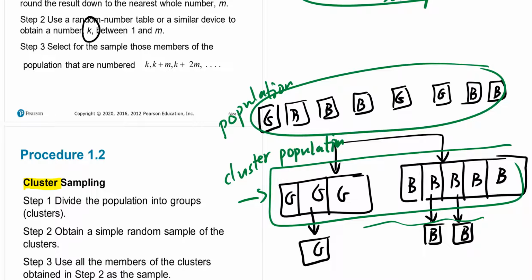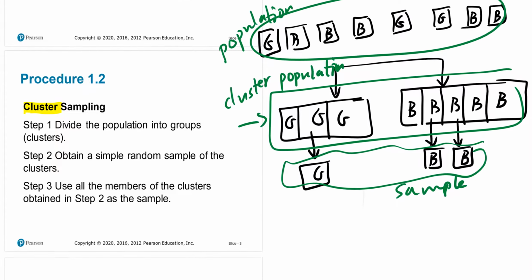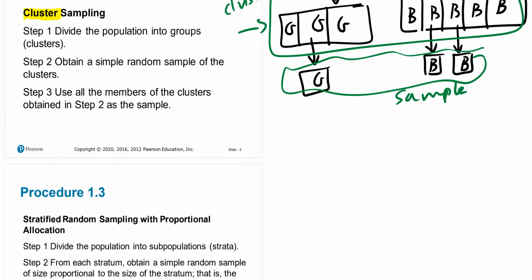And what we have at the end, that's the sample. So those are randomly selected clusters. The steps here say use all the members of the clusters obtained in step 2 as the sample. So that's called cluster sampling. Another one is called stratified random sampling.